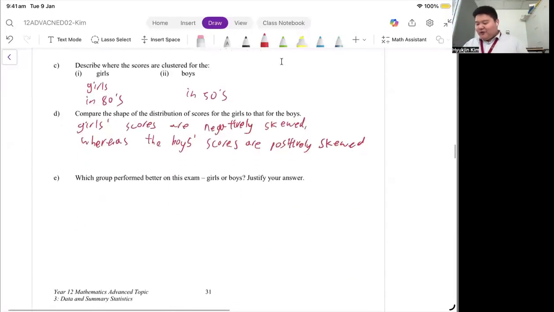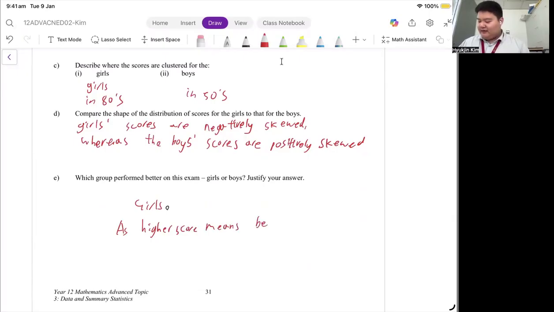Okay. Which group performed better in the exam? Girls or boys? Justify your answer. Girls, because duh. And we can't say that as higher score means better performance. I like to personally say that because sometimes higher score doesn't mean it's better.